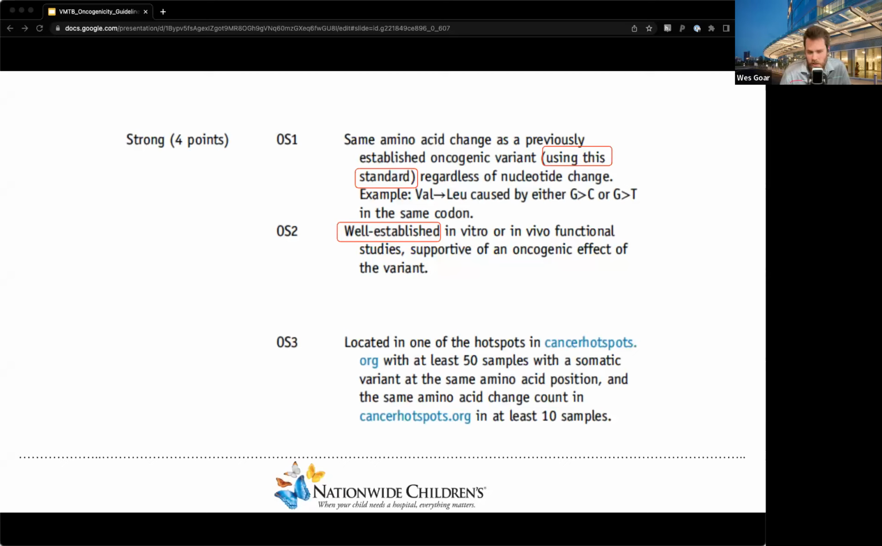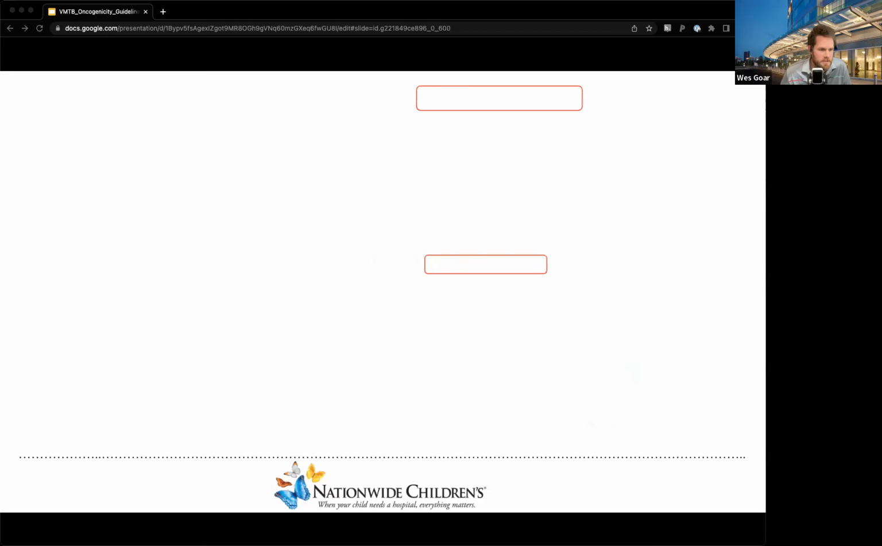OS2 is going to be a well-established in vitro or in vivo functional study supportive of an oncogenic effect of that variant. And OS3 is that variant is located in one of the hotspots in cancerhotspots.org with at least 50 samples with a somatic variant at the same amino acid position. And the same amino acid change has been seen in at least 10 samples.